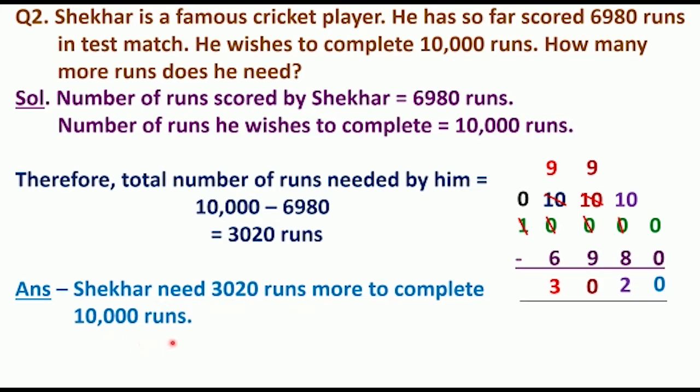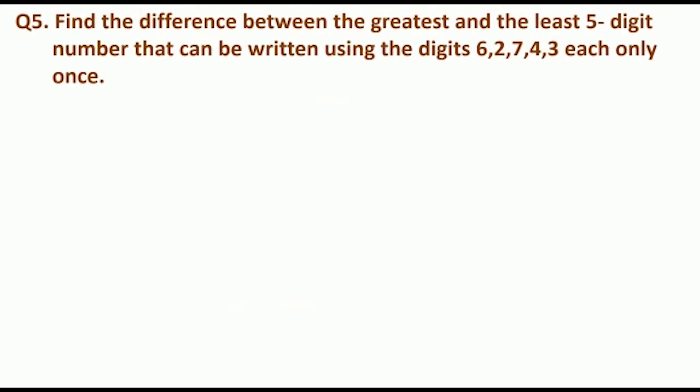The next question, number 5, is: Find the difference between the greatest and the least 5-digit number that can be written using the digits 6, 2, 7, 4, 3, each only once. So in this question we need to first form the greatest and the least 5-digit number using the digits 62743, and we have to use each digit only once.